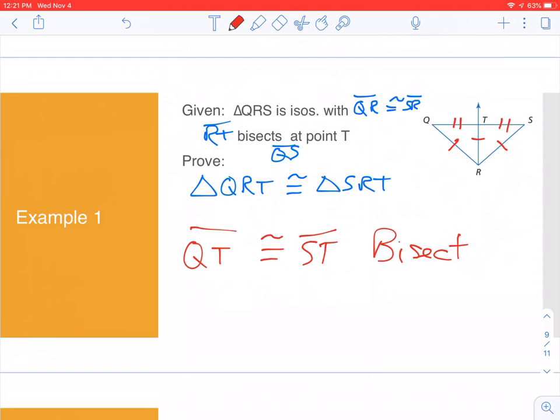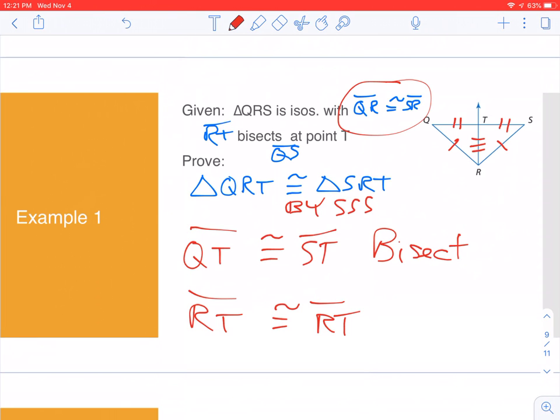And then I see they're sharing a side. So RT is congruent to RT. I have my three sides. I keep forgetting to write by side, side, side. So I have 1, 2, 3 sides.